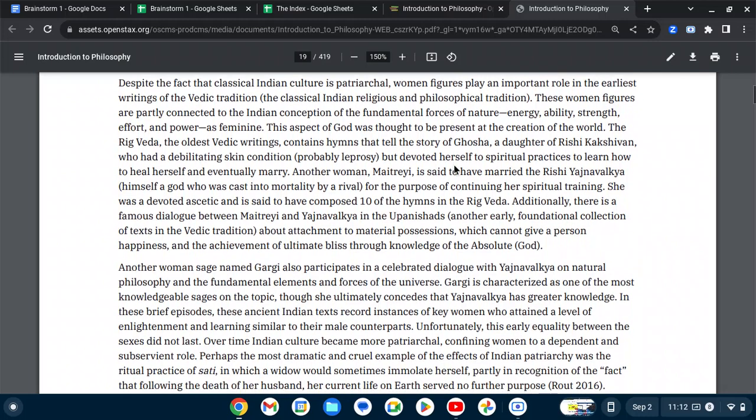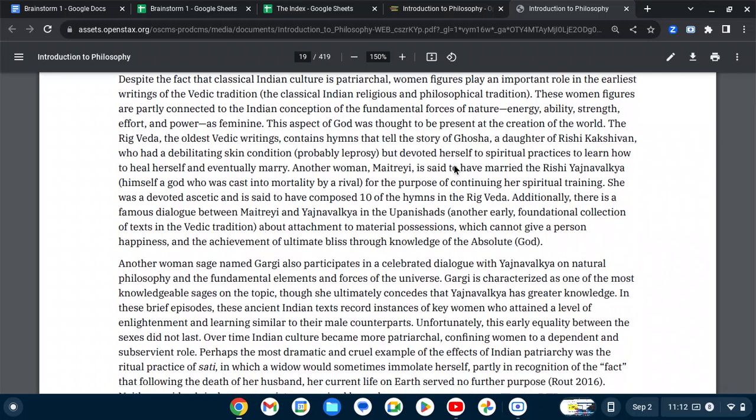Despite the fact that classical Indian culture is patriarchal, women figures play an important role in the earliest writings of the Vedic tradition. These women figures are partly connected to the Indian conception of the fundamental forces of nature, energy, ability, strength, effort, and power, as feminine. This aspect of God was thought to be present as the creation of the world.